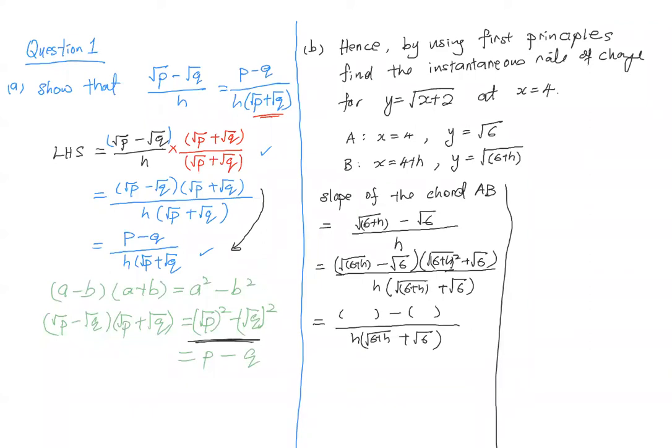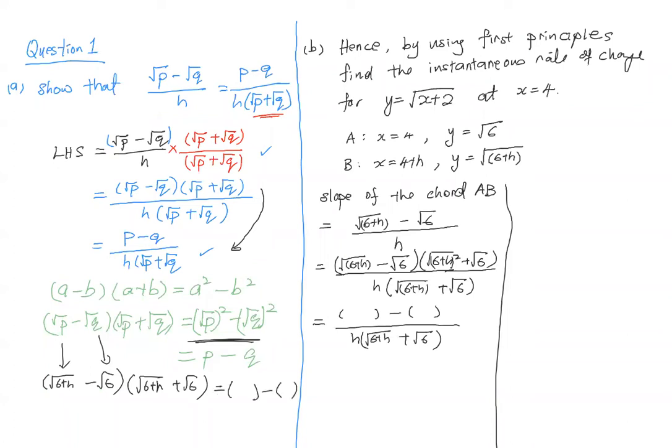So can you please tell me what I should fill in for the bracket? Your P is square root of 6 plus h, and your Q is square root of 6. So it is square root of 6 plus h minus square root of 6, times square root of 6 plus h plus square root of 6. So this is your P, this is your Q. So your result?